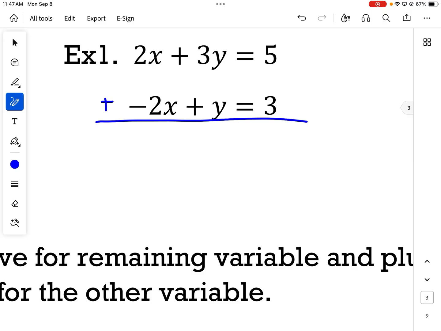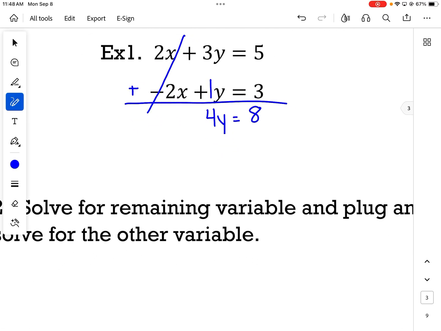So look at the x's. 2x, and then a negative 2x. Those cancel each other out. They zero each other out, and that's what you want. That becomes 0x. So then we would add our y's. We have 3y and then another y. But don't forget that this is an understood 1. So we have 3y plus 1y is 4y. And then 5 plus 3 is 8.